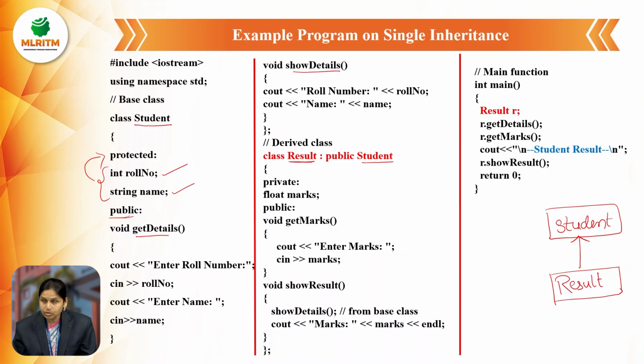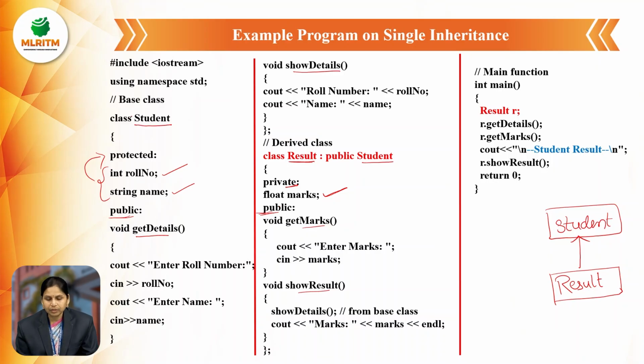So when we use the inheritance concept, we should use a colon between the child class and parent class. Class result is a child class. It is inherited from the parent class student in a public mode. Now this child class also contains variables and methods: private float marks. Here the marks variable is declared in private mode, and there are two methods, get marks and show result. These two are in public mode.